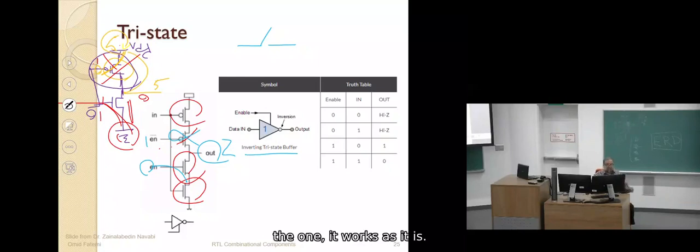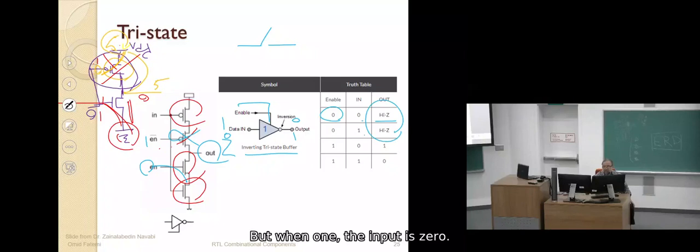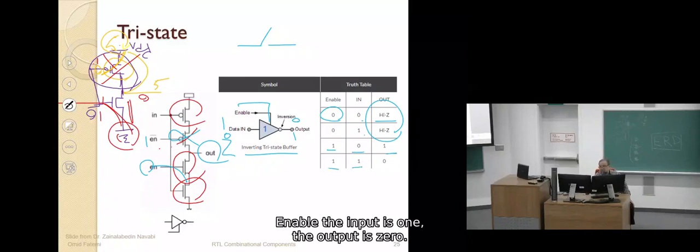When the enable is 1, it works as before. If the input is 1, the output is 0. When the input is 0, the output is 1. But when enable is 0, the output is disconnected, floating. It is high impedance. So the truth table is this. When enable is 0, the output is high impedance, whatever the input is. But when enable is 1 and the input is 0, the output is 1. When enable is 1 and the input is 1, the output is 0.